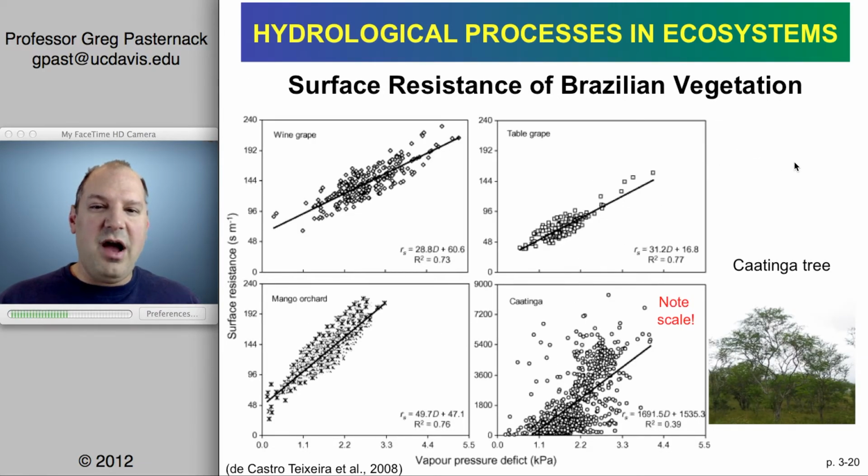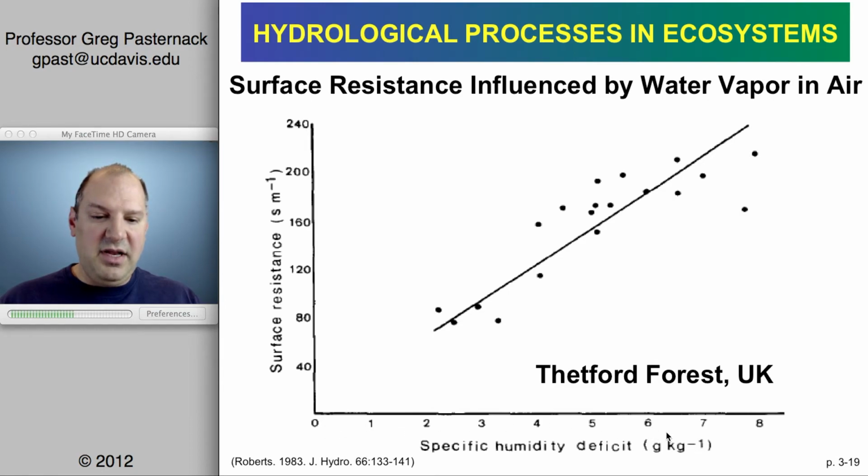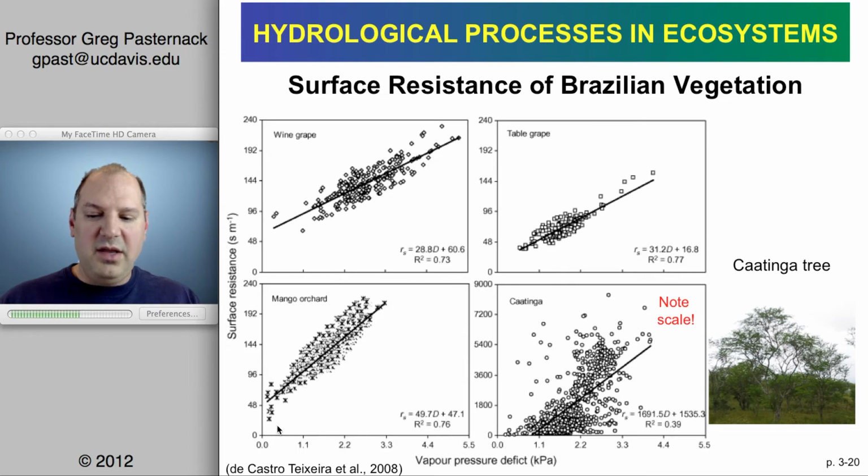Here's another example from Brazilian vegetation, the Caatinga tree in the lower right. Now, notice here the x-axis. Specific humidity deficit for Thetford forest was from pretty much 2 to 8, and then the resistances were like 80 to 240. So now we're at a much smaller vapor pressure deficit because obviously it's a lot moister in Brazil. So we're going from 0 to 3 here, or 0 to 4. Most of these are ranging over similar numbers for surface resistance, like 50 to 250.